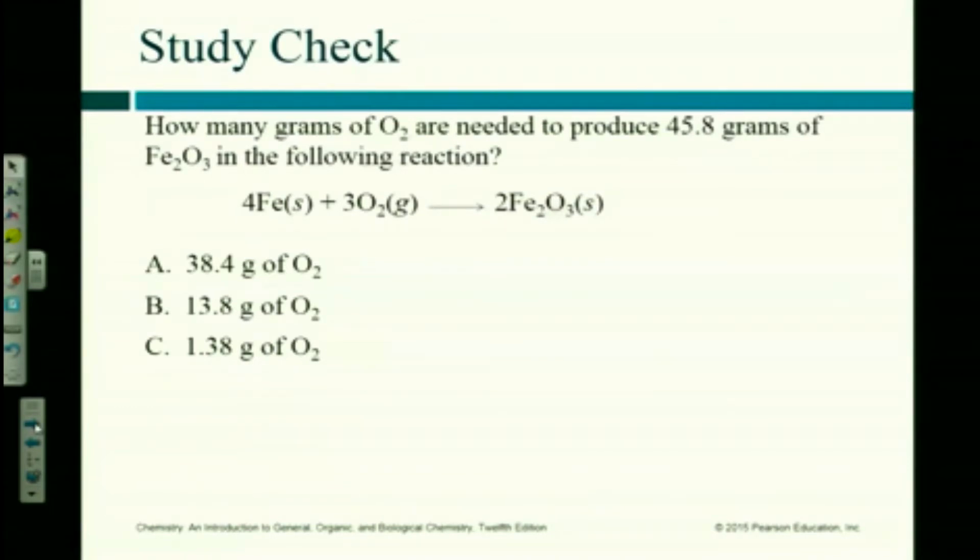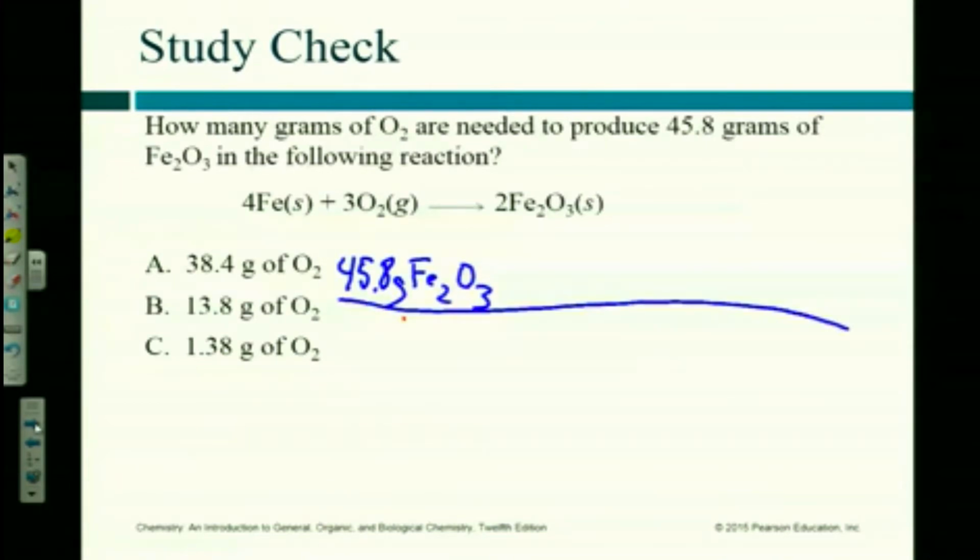Everybody recognizes there's only one place to start, right? 45.8 grams of Fe2O3. Is that where we all want to start? Yes. So what has to go on bottom first? Grams of Fe2O3 has to go on bottom, right? Well, what can I convert grams into? Moles. So 1 mole of Fe2O3 has a mass of about 160 grams.